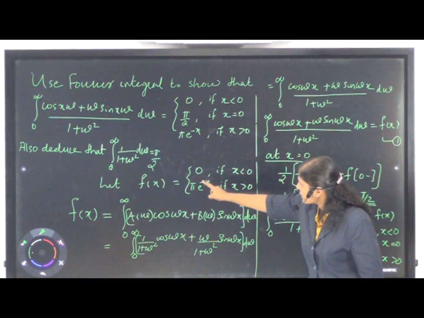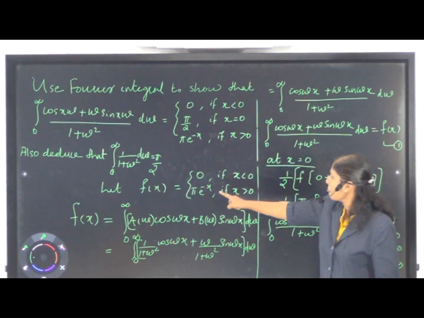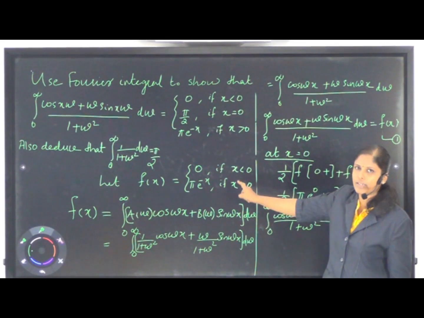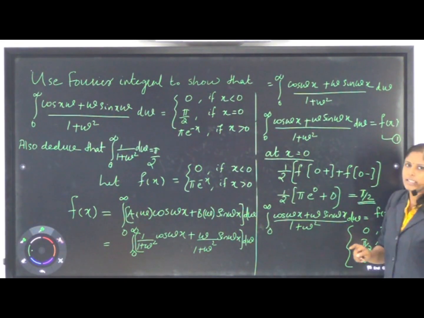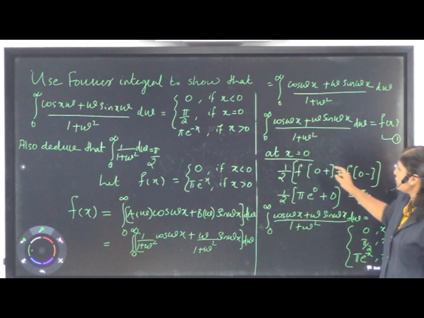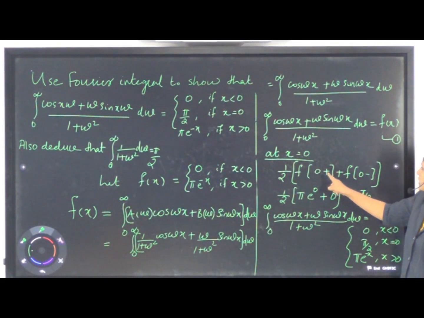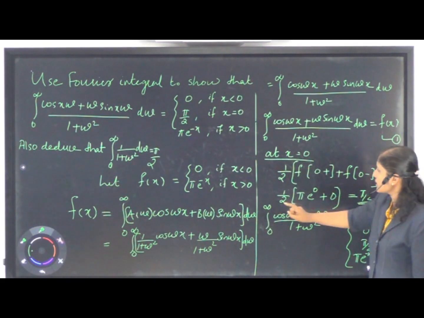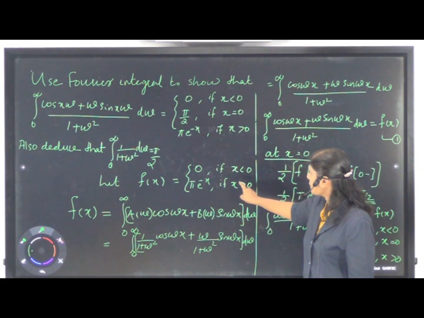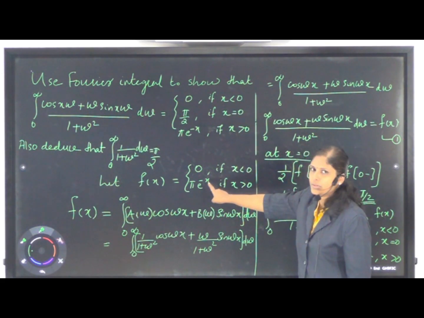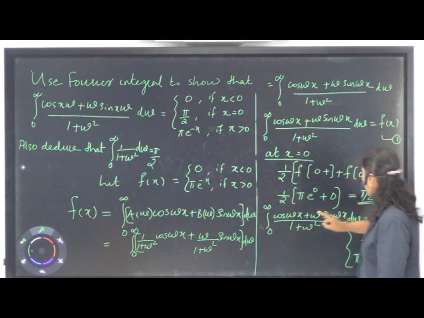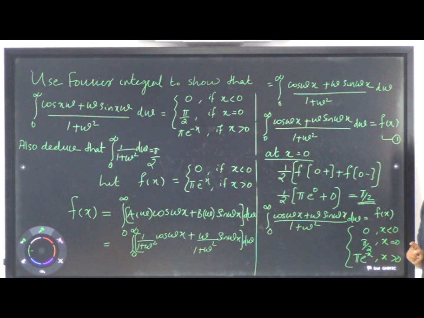And f of x is 0 for x less than 0, pi e raised to minus x for x greater than 0. So x equal to 0 is a point of discontinuity. At a point of discontinuity, the value of the integral converges to 1 by 2 into f of 0 plus plus f of 0 minus. That is 1 by 2 into the right limit at 0, that is pi e raised to 0, plus the left limit at 0, that is 0. That becomes pi by 2.